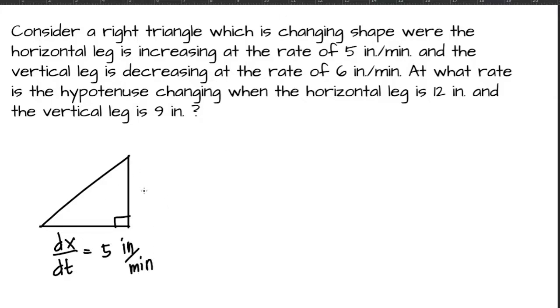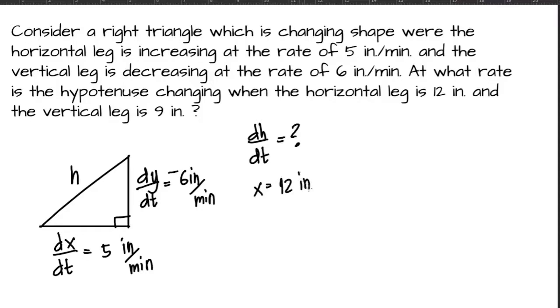Meanwhile, ang vertical leg naton, so tawagon ko ni siya nga y, is decreasing at a rate. So that's dy over dt equals 6 inches per minute, pero kay tungod decreasing, negative. At what rate is the hypotenuse changing? When the horizontal leg is 12 inches and the vertical leg is 9 inches. So, rate man ang ginapangita. Ang ginapangita is dh over dt. When the horizontal leg x is 12 inches and the vertical leg y is 9 inches.